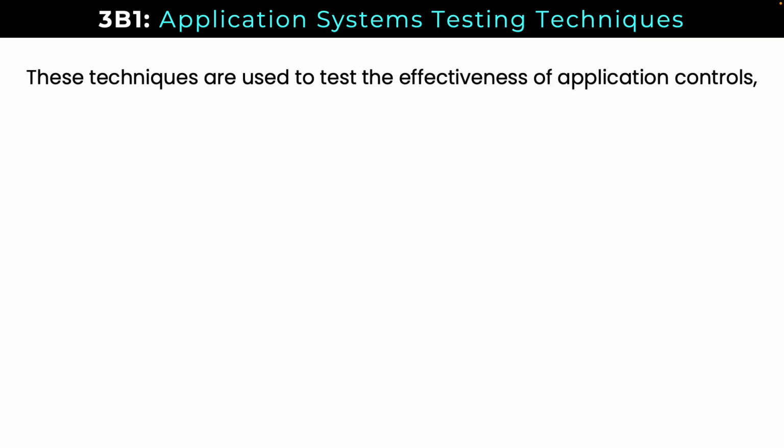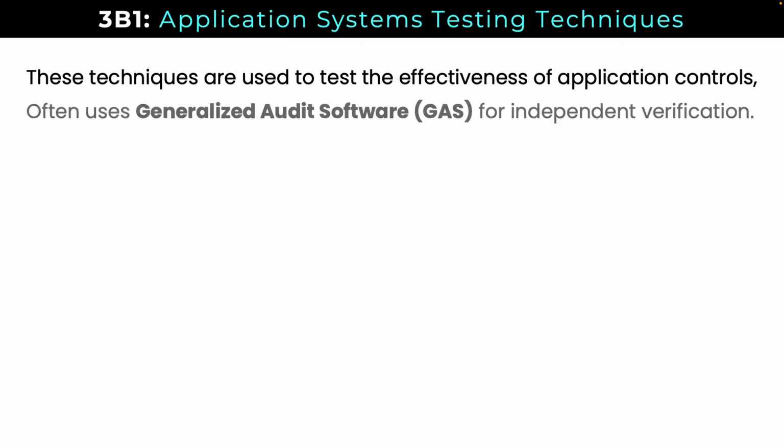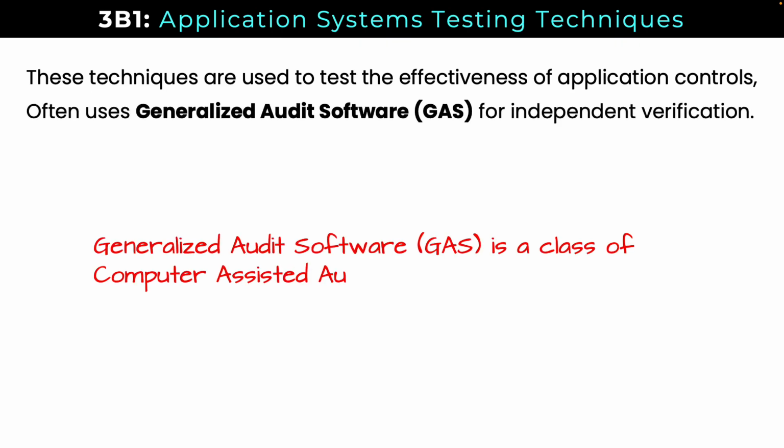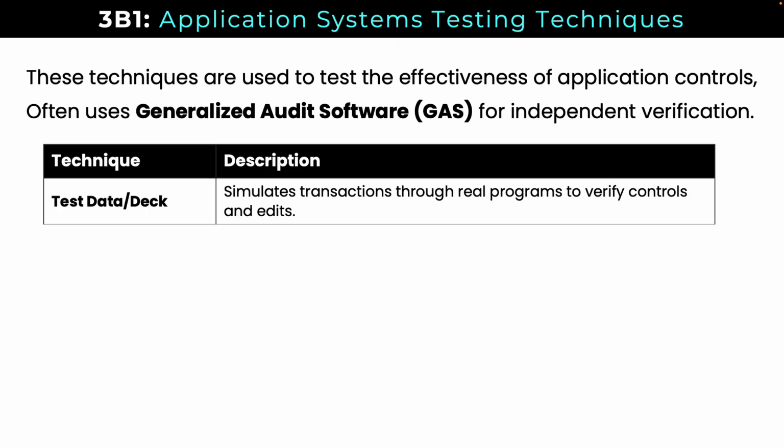Let's take a look at application systems testing techniques. These are techniques used to test the effectiveness of application controls. These are often conducted using generalized audit software for independent verification. GAS is a class of computer-assisted audit techniques. These are going to do some of the heavy lifting when it comes to data extraction, querying, manipulation, summarization, and analytical tasks.